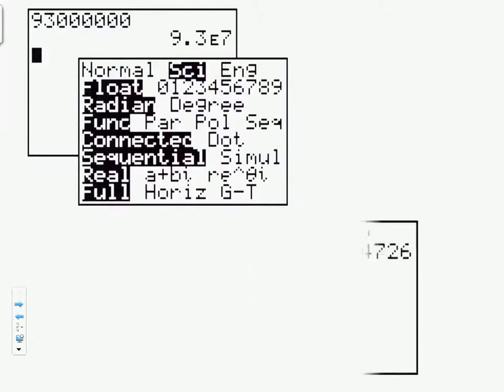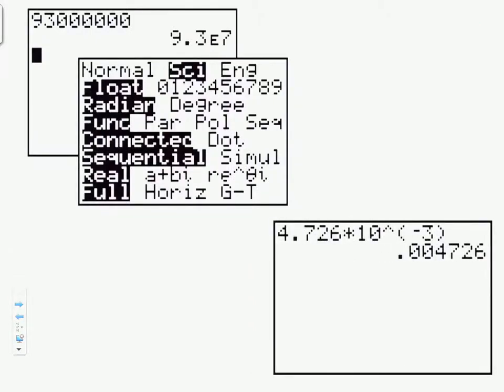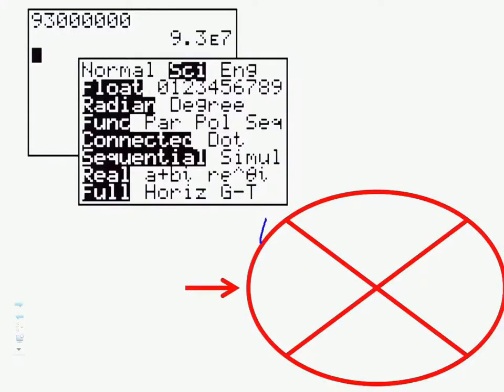Okay. Additionally, this is kind of the example of what it'll look like if you use the 10 to the x button. Okay, I don't recommend using that.